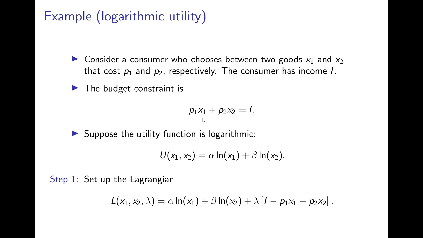However, now here we have an equality constraint, and the budget constraint is linear, as is the standard case in economic models typically, where we have the price of good 1 times the quantity of good 1 consumed plus the price of good 2 times the quantity of good 2 consumed must be equal to the income level.